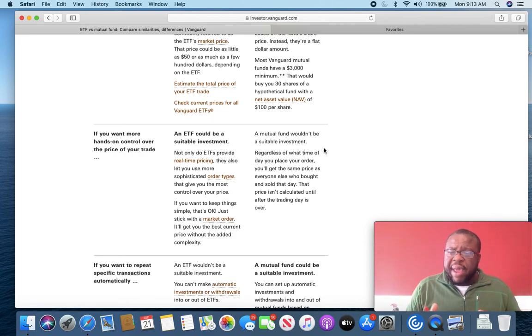With a mutual fund, no matter what time your order is put in, right? The market opens at 9:30. I think they close at 4:30. You put your order in at 10 a.m. to buy an ETF. You're going to get it at that price, or if you want to sell it, you will sell it at whatever the price is at that moment in time.